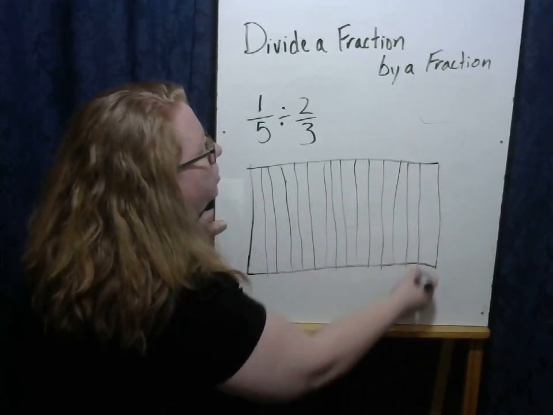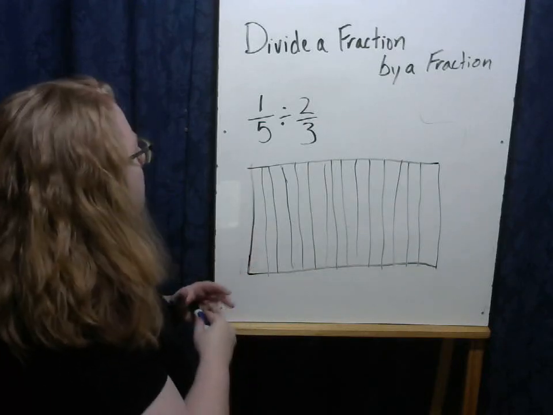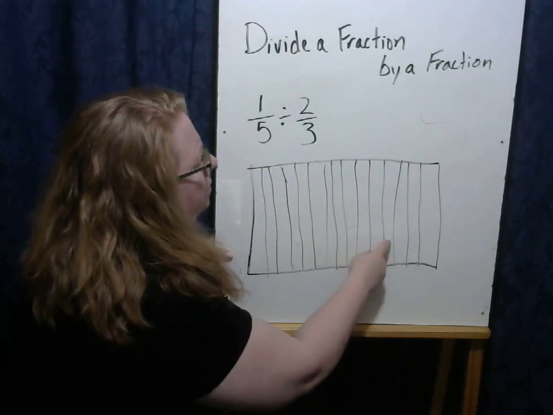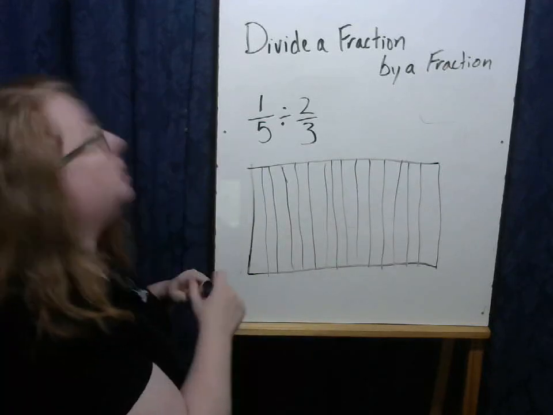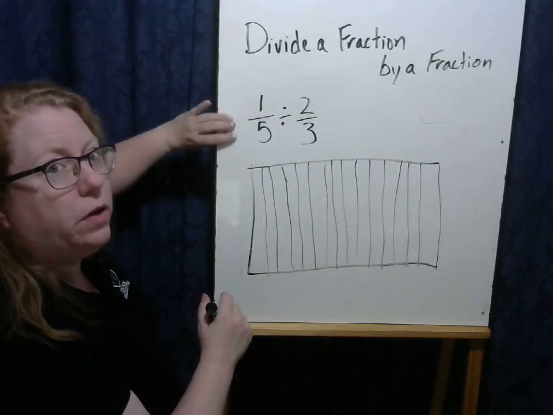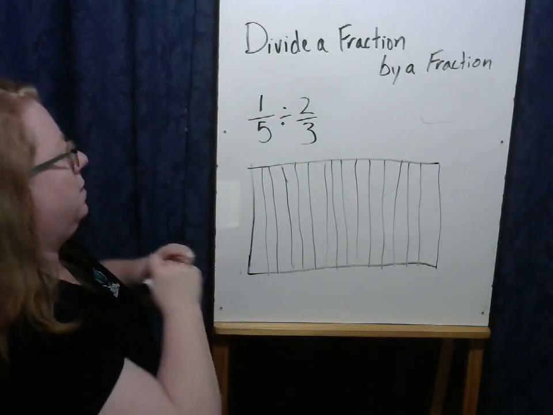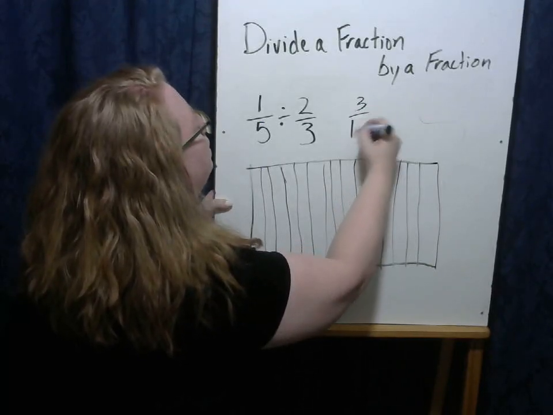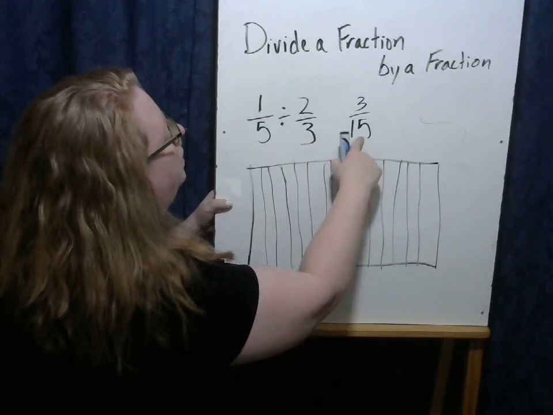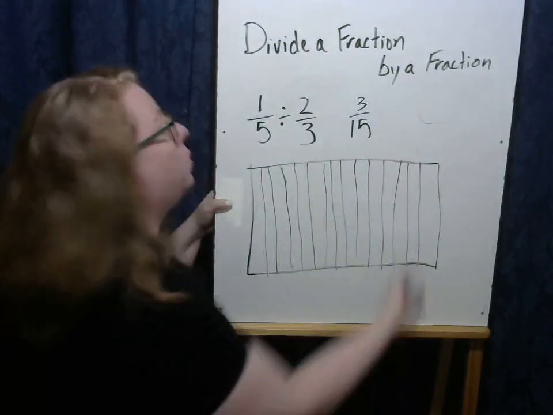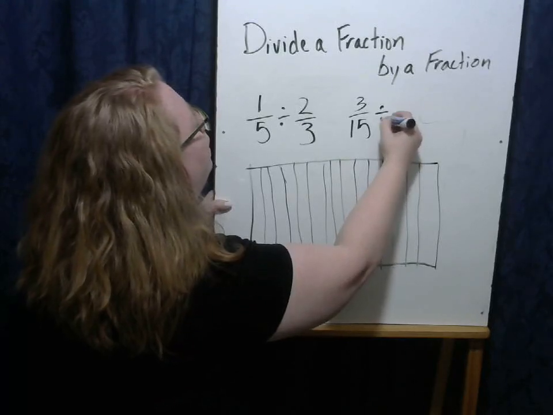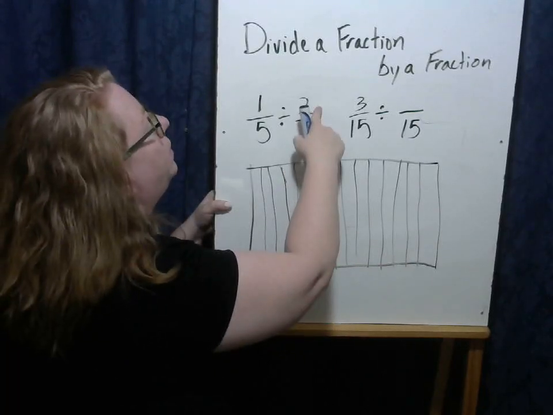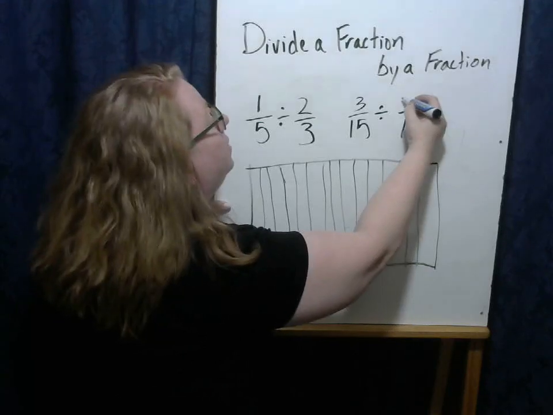And I always like to count to make sure I didn't make a mistake. So 1, 2, 3, 4, 5, 6, 7, 8, 9, 10, 11, 12, 13, 14, 15. Yes. I'm also going to then convert this to equivalent fractions so that they both are 15. Okay, so this becomes 3/15 because I multiply 5 times 3 to get 15, 1 times 3 to get 3. And again, we're going into 15. I multiplied this by 5, so I'm going to multiply this by 5. 2 times 5 is 10.